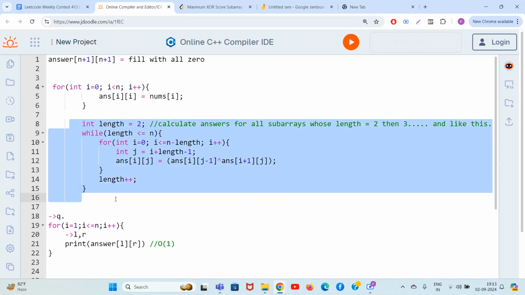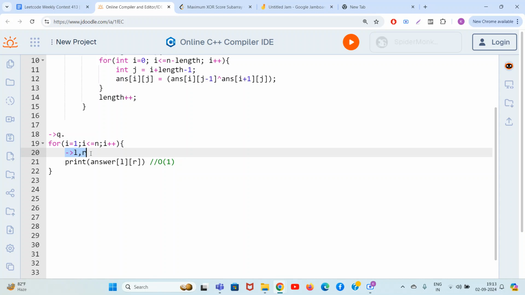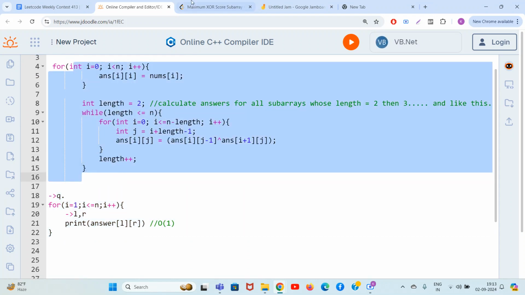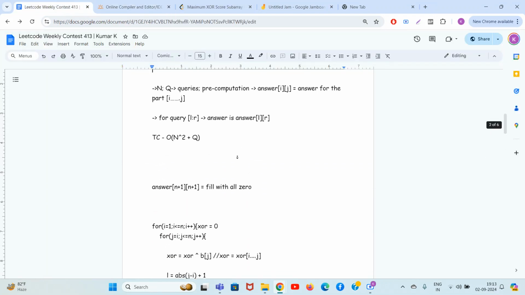N square is this. Then each query will be answered in O of 1 only. Whenever L and R is the input, the answer will be answer L R, done in O of 1. O of Q time is taken here. So O of n square plus Q is the time complexity.